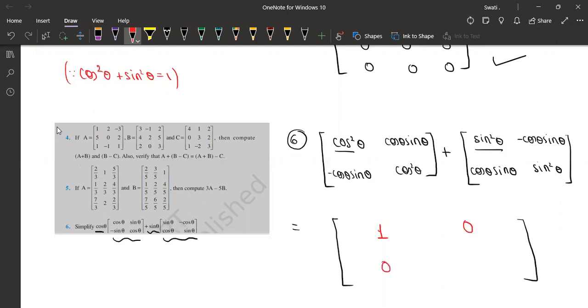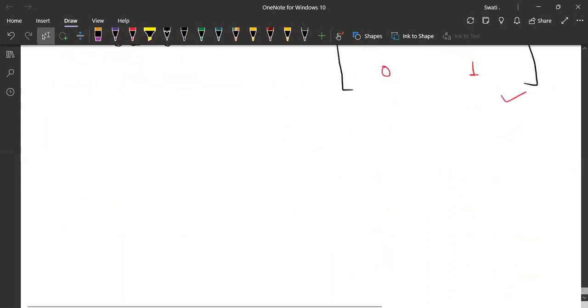Then cos square theta plus sine square theta is going to be 1. This is also called an identity matrix. All right. So now we are done with the 6th question. Now we can go to the next question. We have to do till 11.